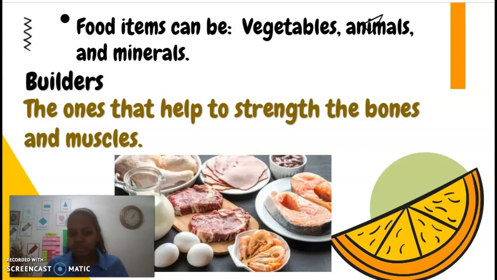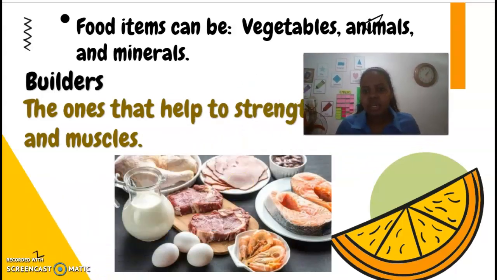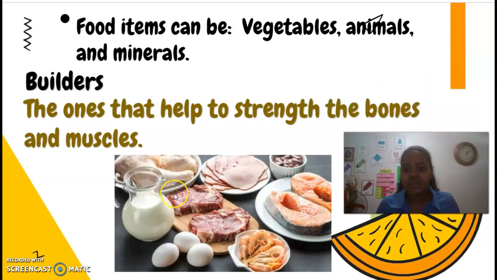And what type of food do I have here in the picture? I have here some meat, some milk. So that's the type of food that provides strength to our body. Look here, I have some eggs, meat, jam, and milk. So you're going to copy this information in your notebook. First, you're going to copy the date, then you're going to copy the information provided here.